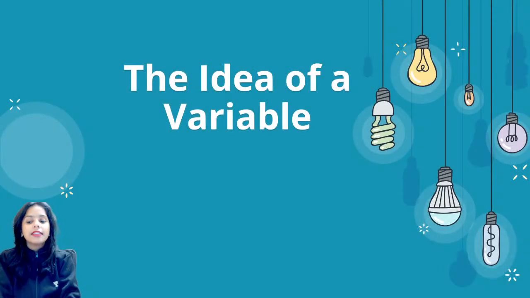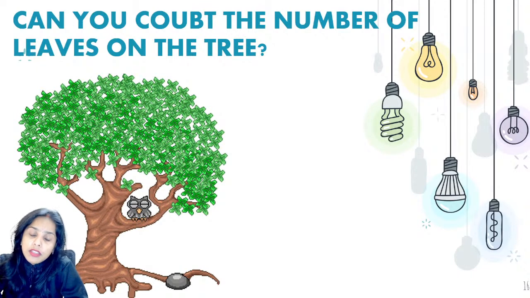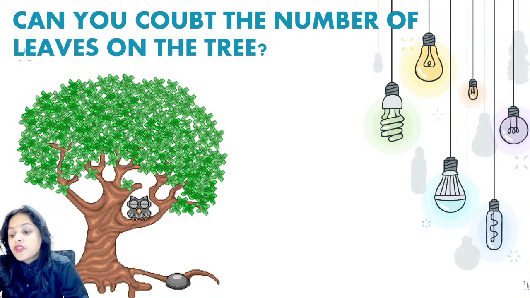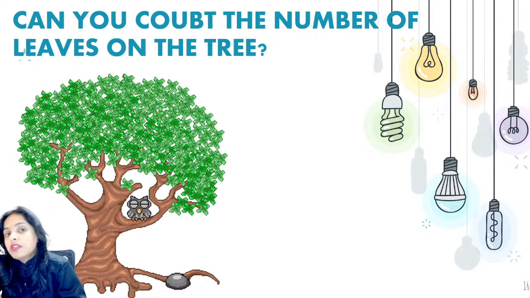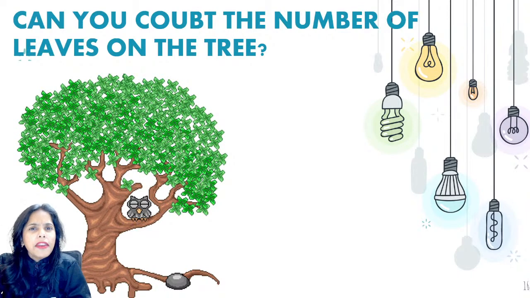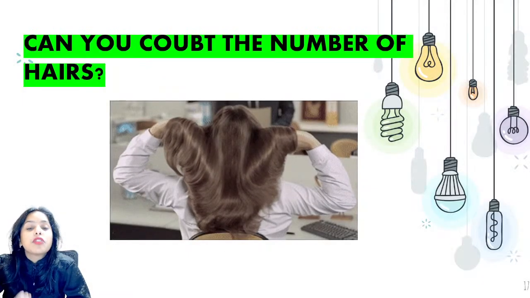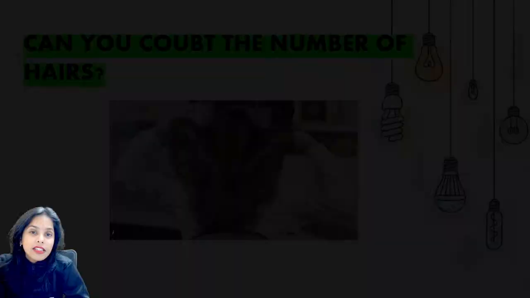Okay, you can all see this tree, right? In this tree there are so many leaves. By its natural tendency, it is going to form new leaves and it is definitely going to lose some leaves every single moment, every single second, right? It is not in our hand. Even if we try to count, it is going to do the same natural thing, falling out and then growing new leaves. So you cannot count the number of leaves on the tree. So that is a variable for us, which keeps on changing. Can you count the number of hairs? No. It keeps on changing over a period of time.